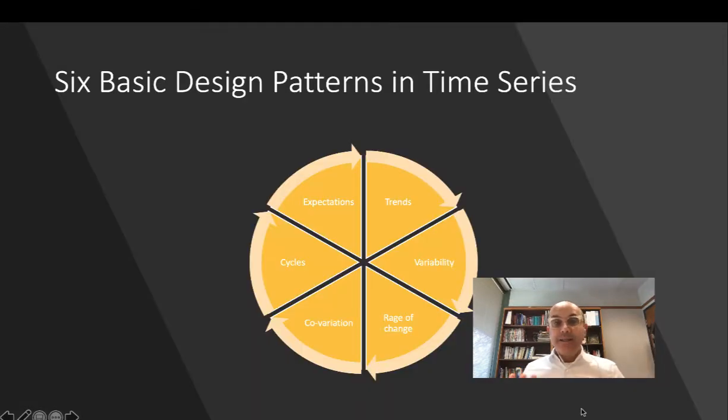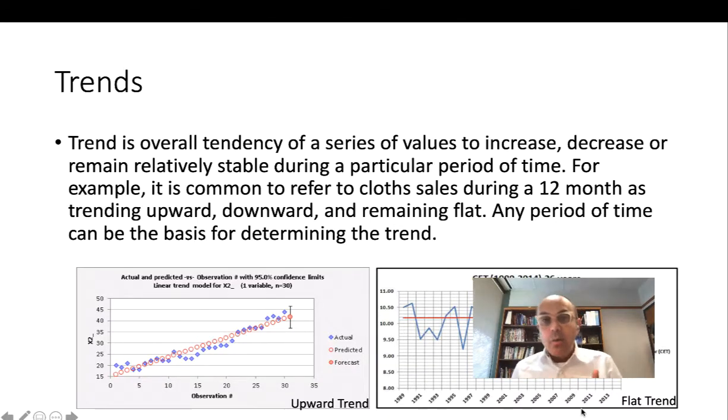The basic six design patterns in time series are outlined by the textbook: the trends, the range, the cycle, expectation, and so on. This is important because the textbook that we'll read in this class is a way for us to create vocabulary that will help you to create better visualization. In the end, when you ask me what my objective is, it is to give you better vocabulary for you to create better visualization.